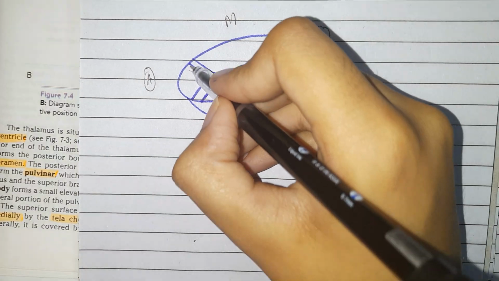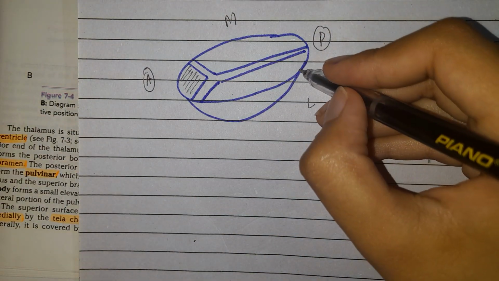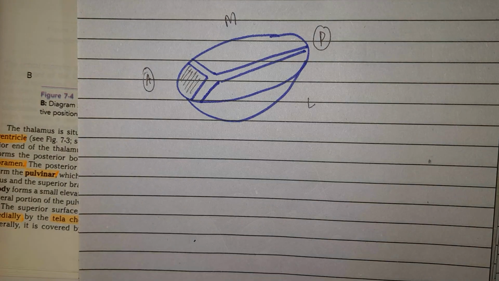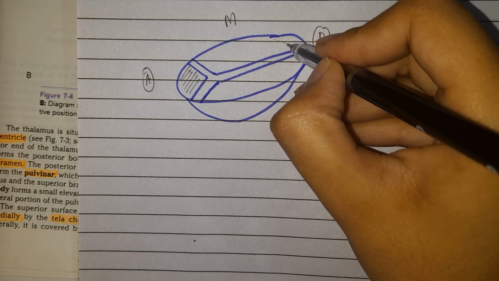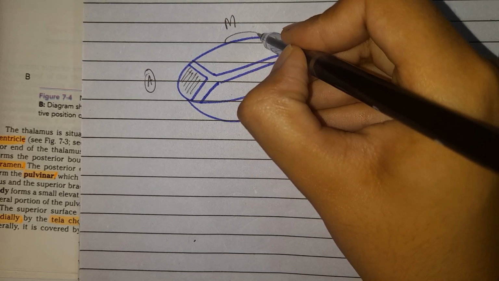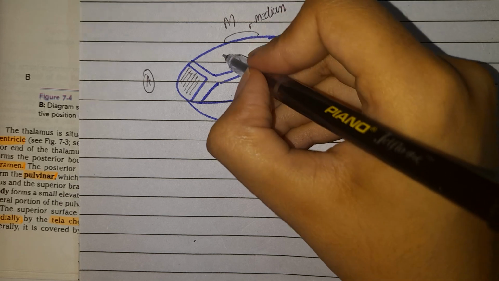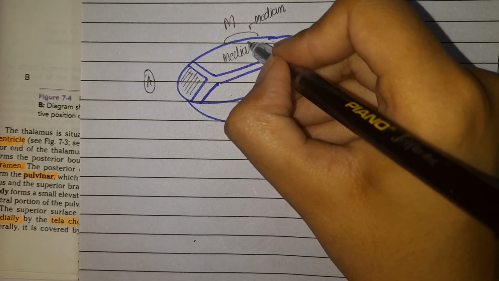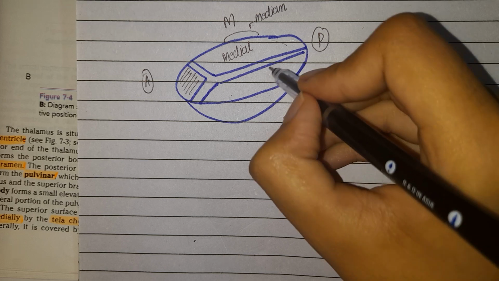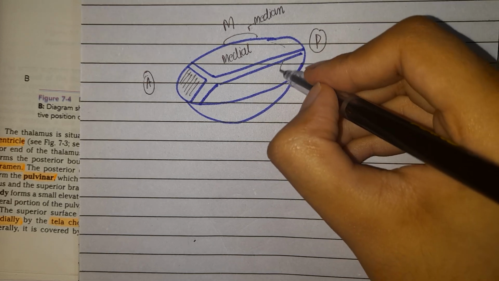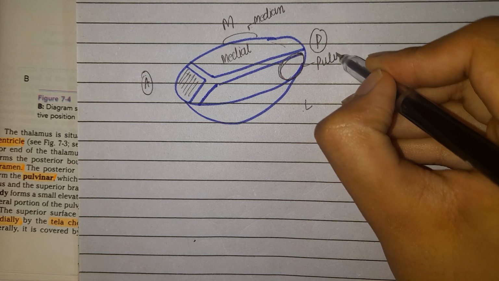So the anterior portion is going to have this anterior nucleus. The posterior portion, the medial portion is going to have the medial large nucleus, and a little bit towards here it is going to have the median nucleus. So median as well as medial nucleus. Similarly, we have the lateral surface. But just here we have this great portion which is known as the pulvinar.